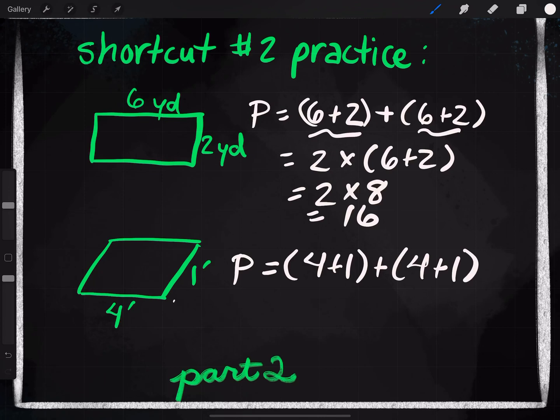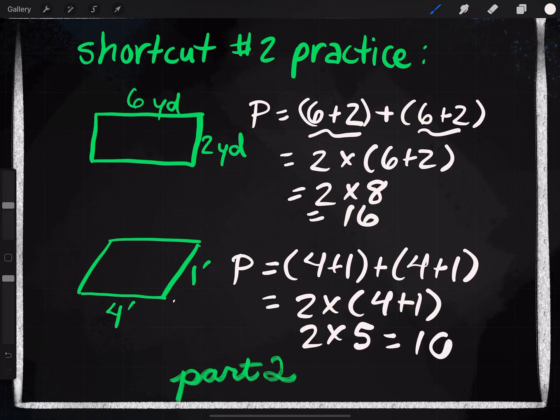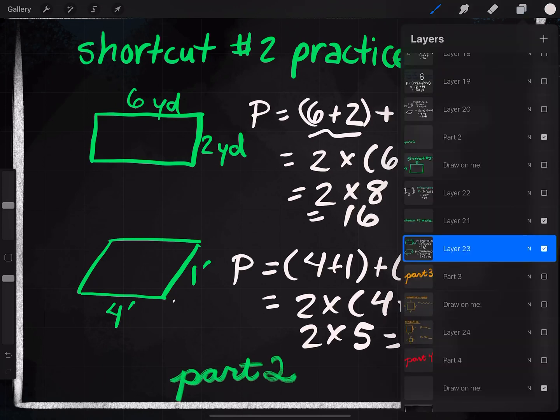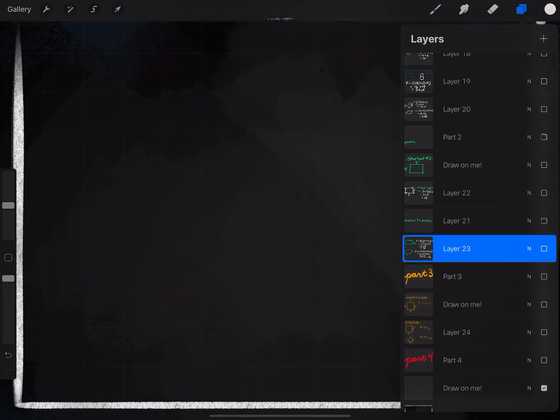Okay, well that's the same thing as 2 times 4 plus 1, 2 times 5, which is 10. So that's just doing the sides in a little bit different order.